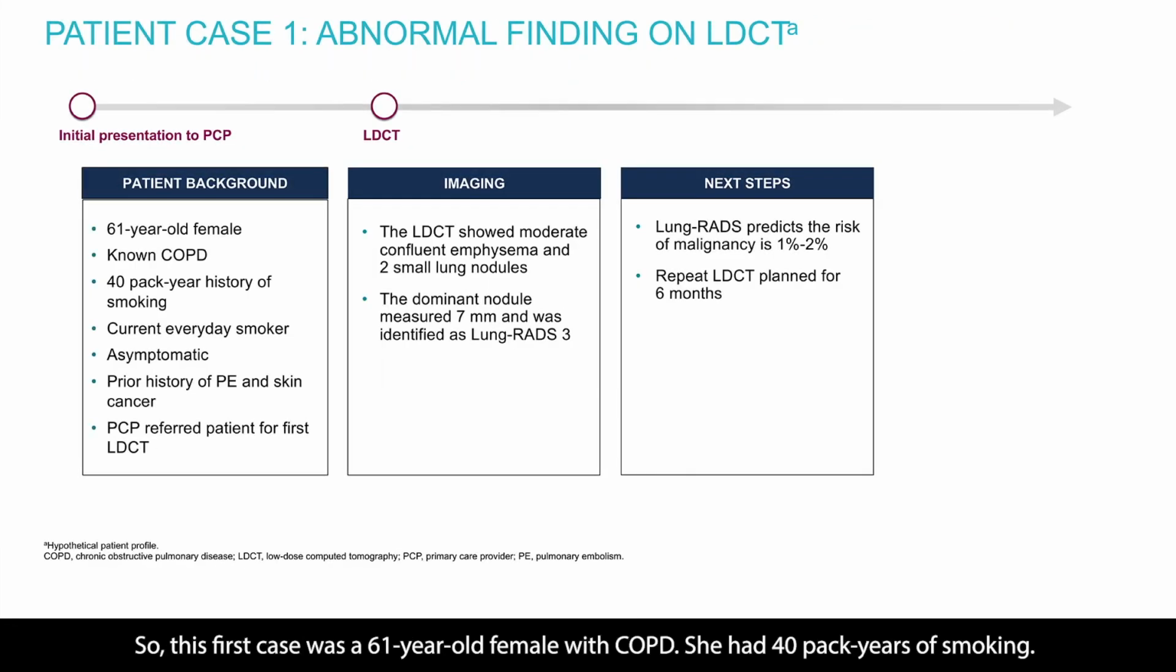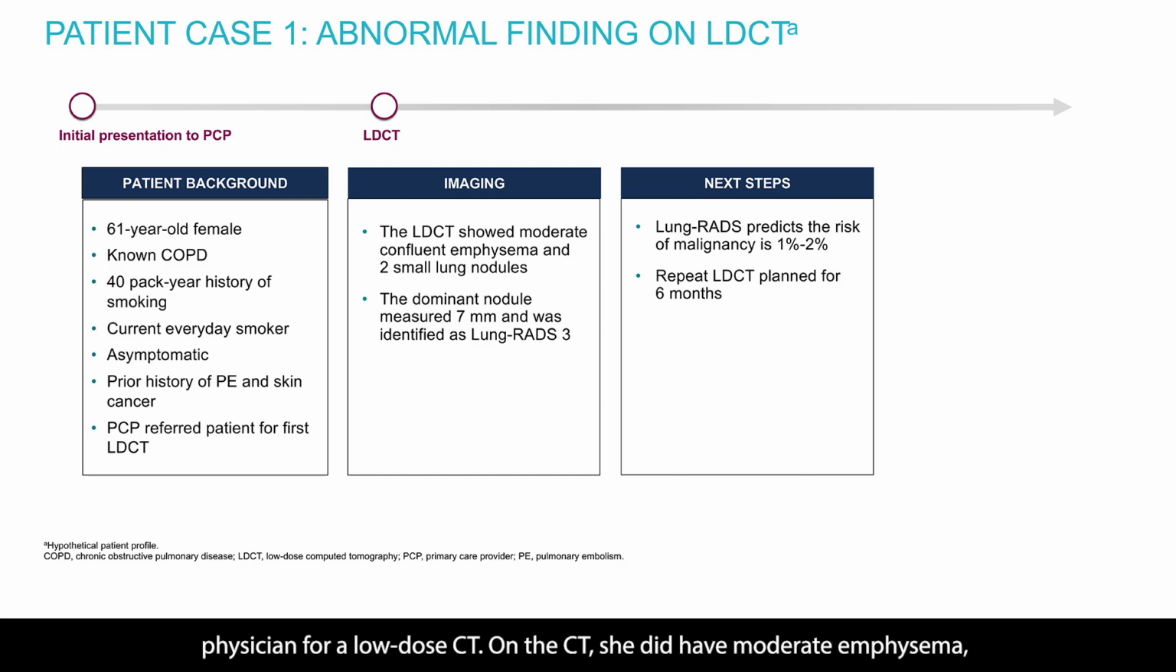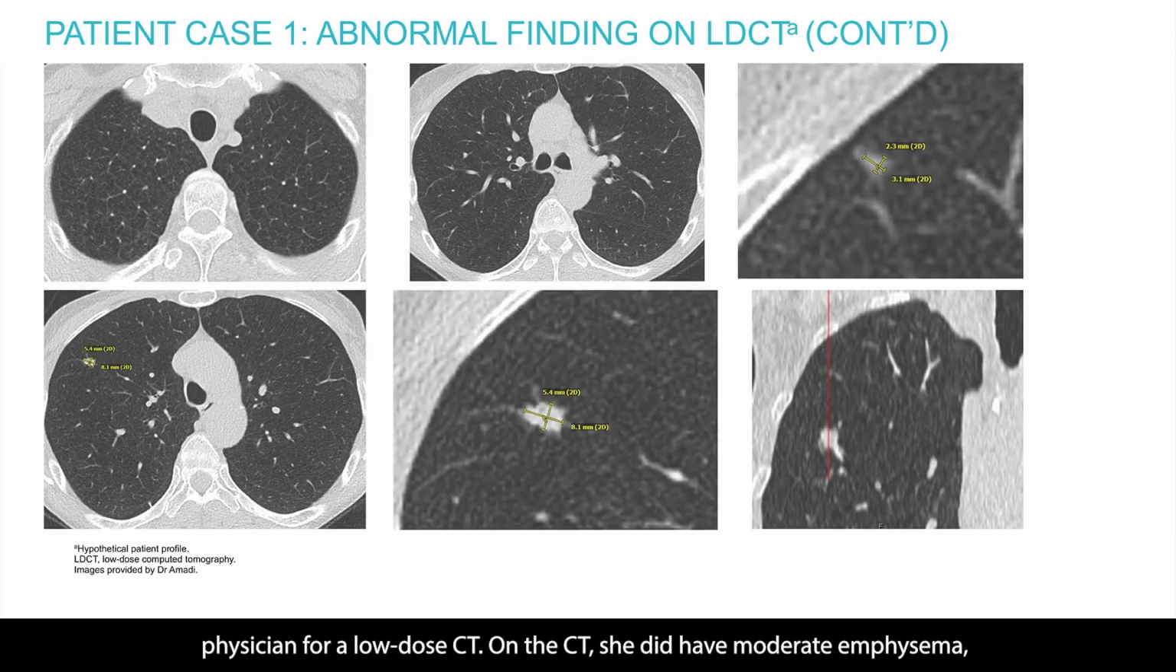So this first case was a 61-year-old female with COPD. She had 40 pack years of smoking. She's a current smoker. She's quite asymptomatic. She came in due to referral from a primary care physician for a low-dose CT. And on the CT, she did have a moderate emphysema, central lobular emphysema predominant in the upper lobes.